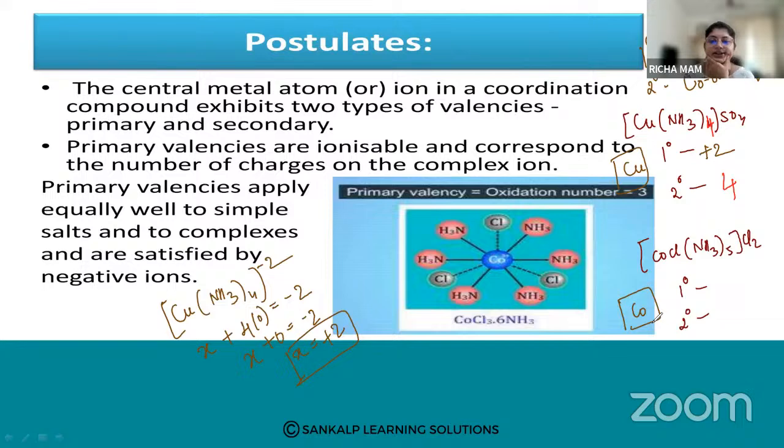Yes, very good. Then the second example. Secondary valency is 4. Yes, Yamuna has answered. Very good. In the second example, what is the primary valency now? 2.